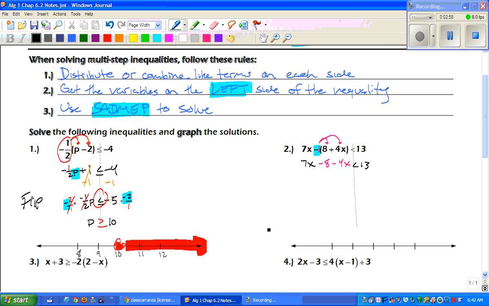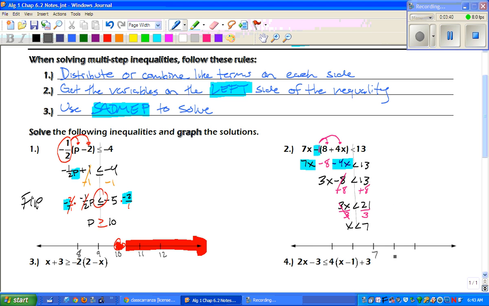Okay, now we distributed. Can we combine like terms? Well, we have two things that are the same right there, and 7x minus 4x gives us 3x. Our variable's already on the left side, so now we can continue with SADMAP. We're going to cancel subtraction out first. 13 plus 8 gives us 21. Divide both sides by 3. X is less than 7.